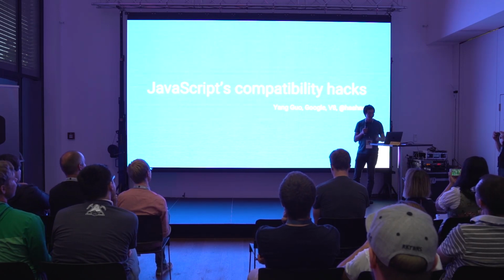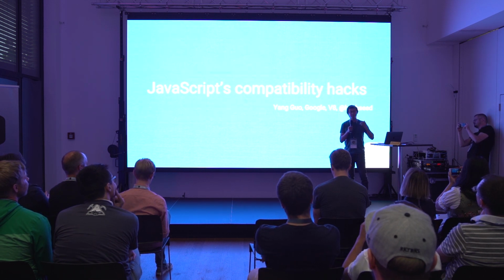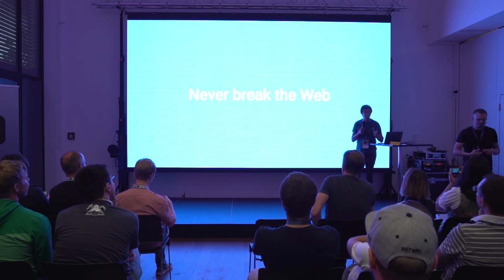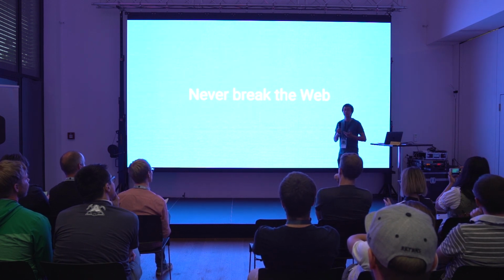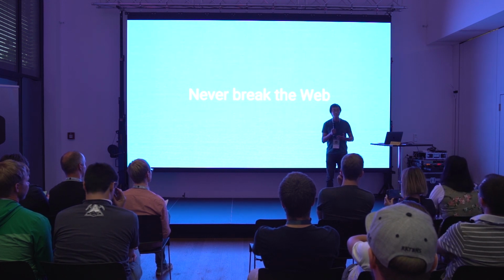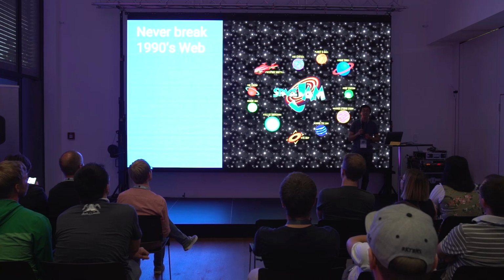So today I'm going to talk about JavaScript's compatibility tasks. So things that JavaScript has to do to stay compatible with earlier versions. One of the major themes in developing JavaScript is that we never break the web. If you introduce a new feature and it breaks the web, that's a total no-go. If you ask Dan, he will confirm that, right? And by web, I also mean things that were designed when I was 10.